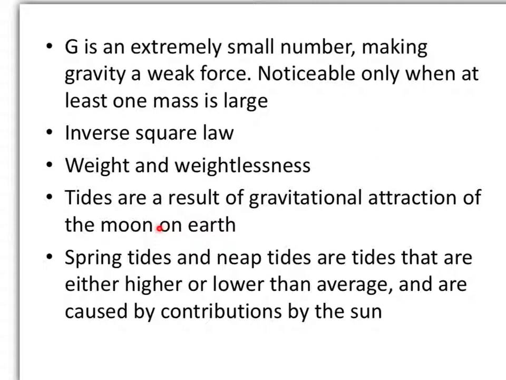However, the sun can contribute some to the gravitational pull on the water, and these are known as spring tides and neap tides. They talk about this in more detail in your textbook with some diagrams that'll make it a bit clearer. But these are contributions from the sun, and it makes the tides either a little bit higher or a little bit lower than average.